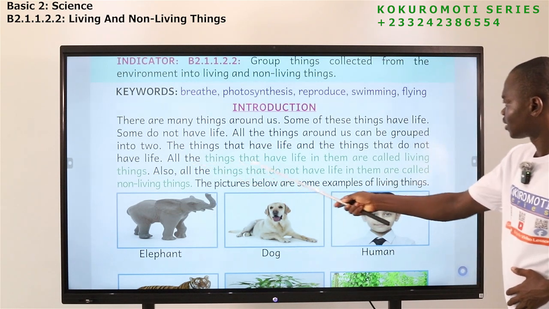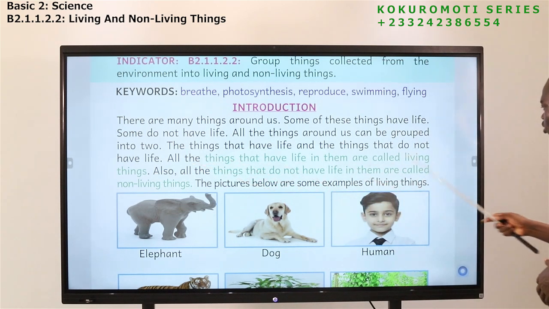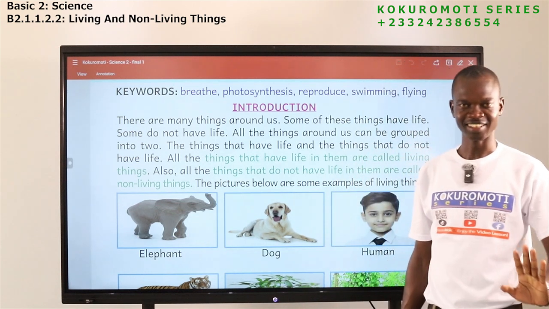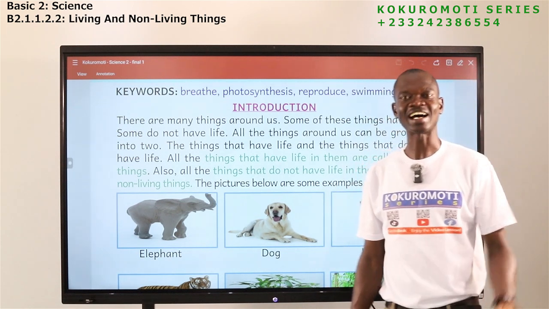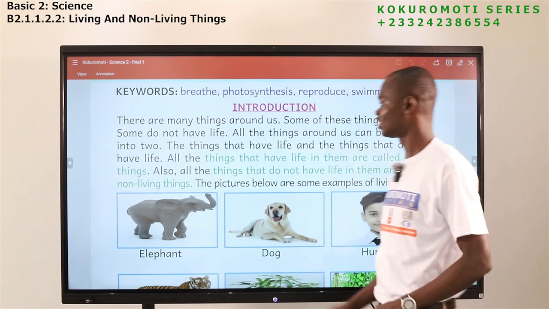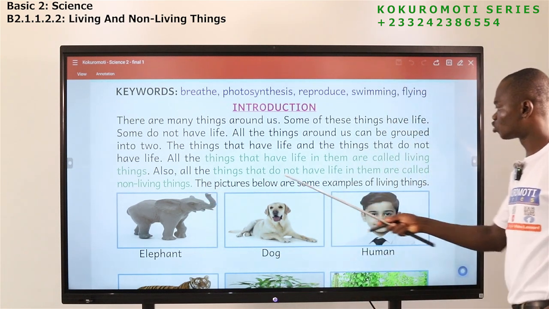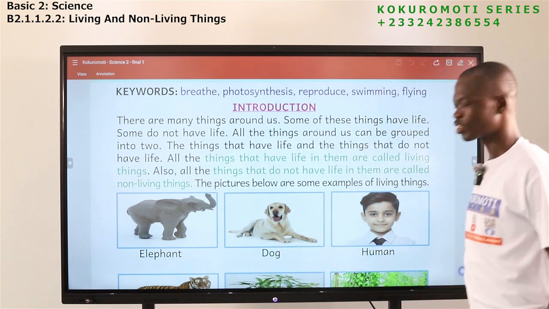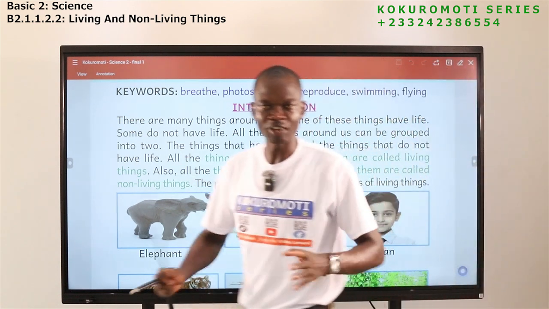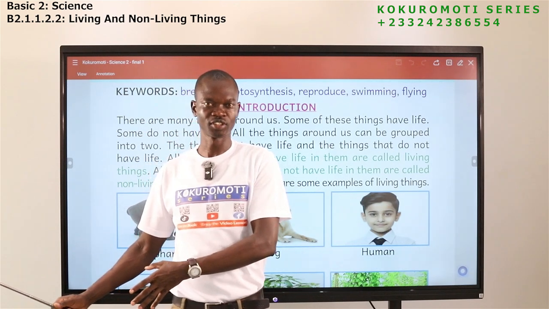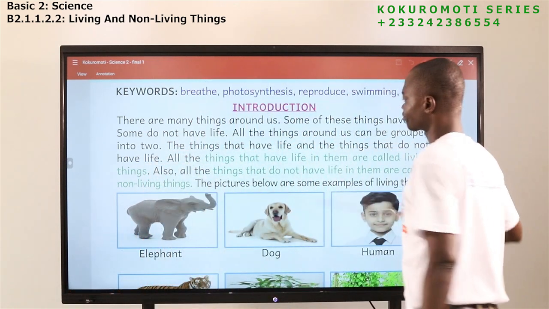All the things that have life in them are called living things. And all the things that do not have life in them are called non-living things.